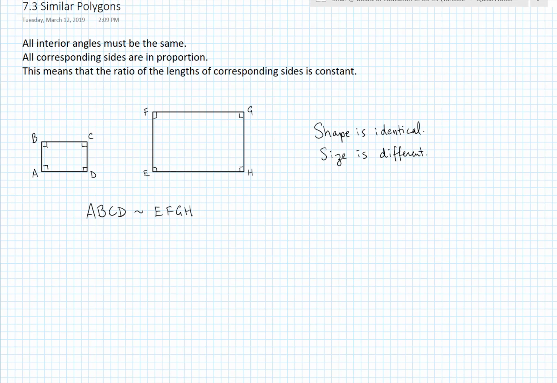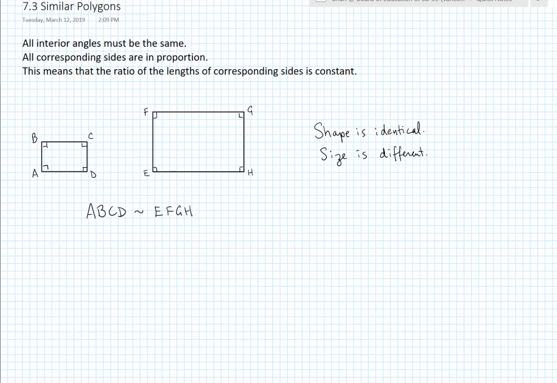Now, the first statement at the top there says that all interior angles must be the same. But with the exception of triangles, that's not enough to have similar polygons. You can imagine taking a rectangle and lengthening one pair of sides, in other words, making it longer and skinnier, and it's clearly still a rectangle. It clearly still has all interior angles of 90 degrees, but it's no longer the same shape.